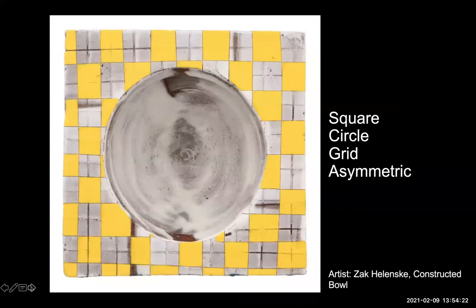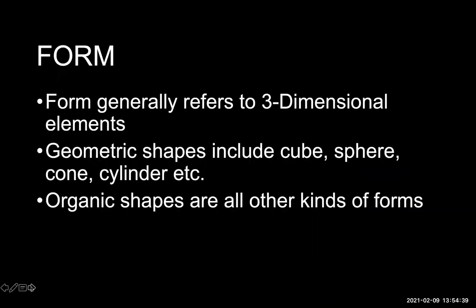While this appears to be a flat composition, it is actually a bowl. You will see its profile in a future slide. That said, it is easy to see shapes that we can easily reference. Squares, a circle, and grids are identified readily. Upon a quick glance, one might think this is symmetric, but after viewing more closely, the design is not mirrored in any direction. Form generally refers to three-dimensional elements.